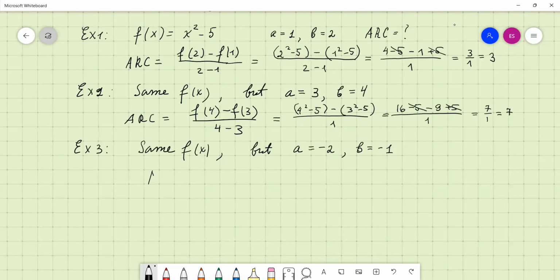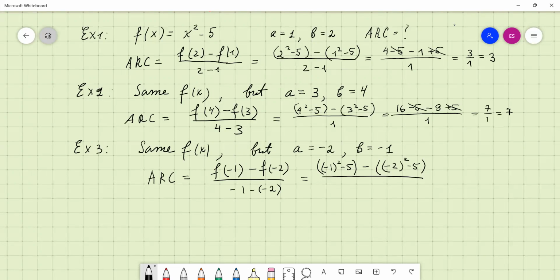Okay, so average rate of change is going to be f of -1 minus f of -2, over -1 minus -2. Sorry, there are supposed to be 2 minuses here, and I wrote only 1. Well, the formula tells us that we have to subtract -2. Now, f of -1 is going to be what? -1 squared minus 5, minus -2 squared minus 5. And in the denominator, I'm going to simplify it a little bit and write down +2.